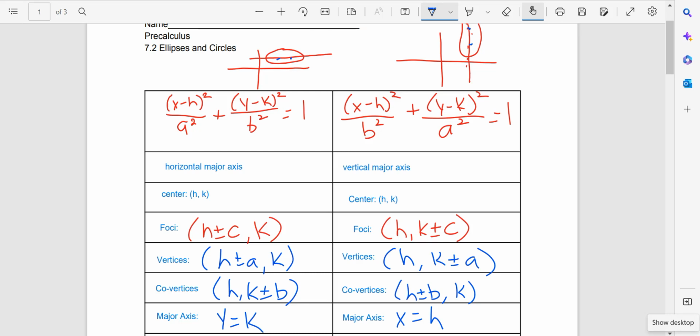7.2. Ellipses and circles. This will be fun. So, what we have here. This left column right here is, so an ellipse would look like this, except hopefully better drawn. Sorry, I'm drawing on my device here. But the left column is for when it's wider than it is long.